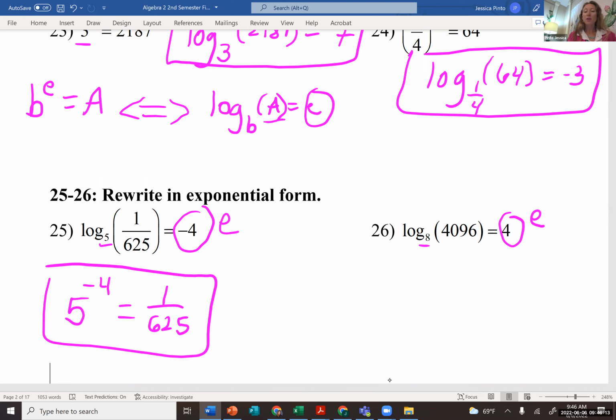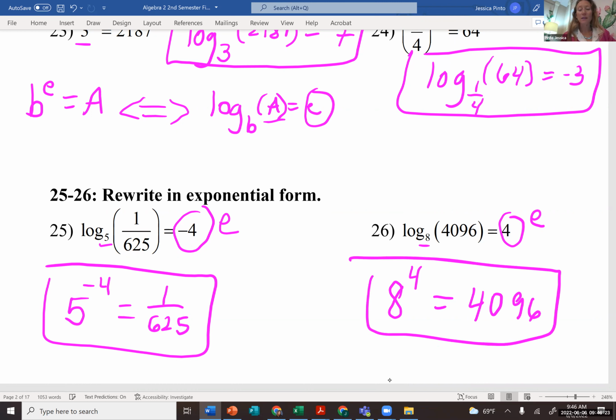In number 26, the base is 8, the exponent is 4, and the answer is 4096. So it's understanding this special pattern. All right, looks good so far.